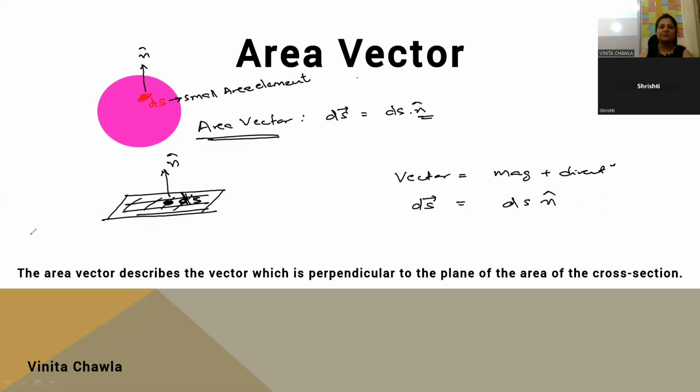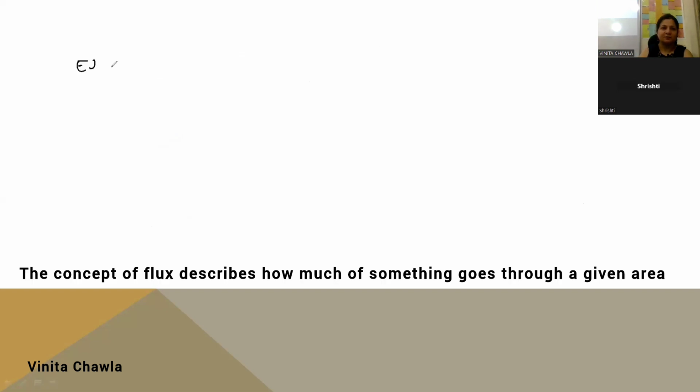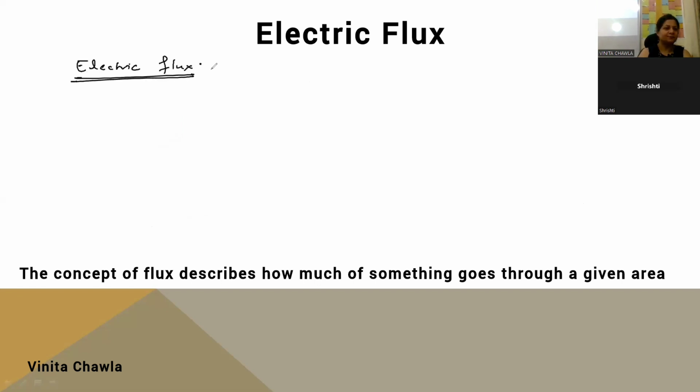Should I clear the screen? Next topic is electric flux. Right, electric flux. So electric flux is the measure of number of field lines passing through the surface. Electric flux over an area represents the electric field lines over that area.